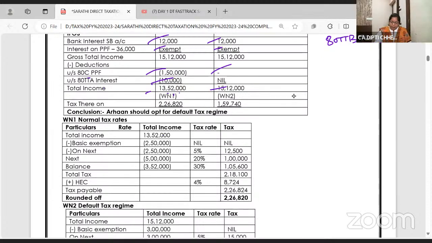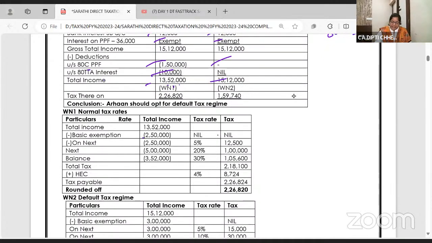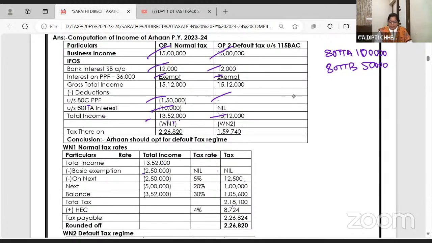13,52,000, but tax will be more. 250 nil, next 250, then this, then this. And health and education cess, no surcharge because the income is just 13,52,000, neither rebate nor surcharge.